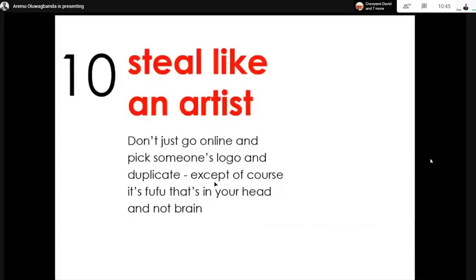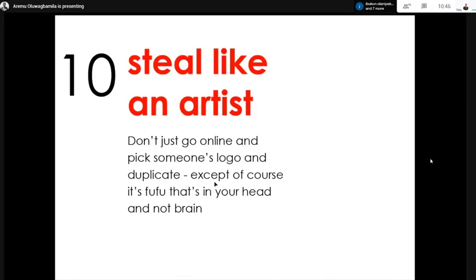The next thing is feel like an artist. Of course, if you have food in your brain, you can actually go online, look for somebody's logo, and just copy and paste it and say you are done with the logo. Or go online, look for somebody's logo, and say maybe the person used A, and you change it to B, and come here and tell us that you have designed a logo.